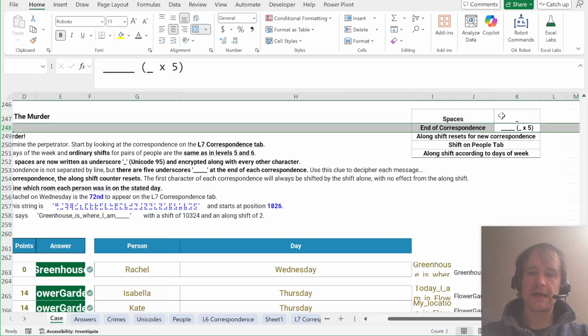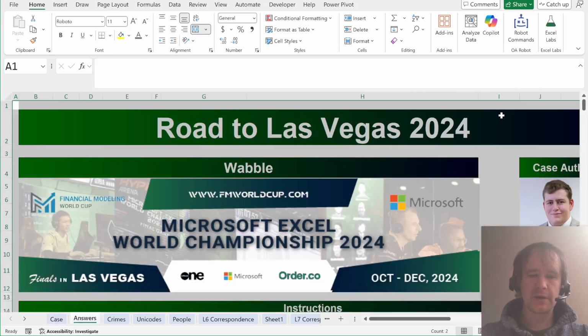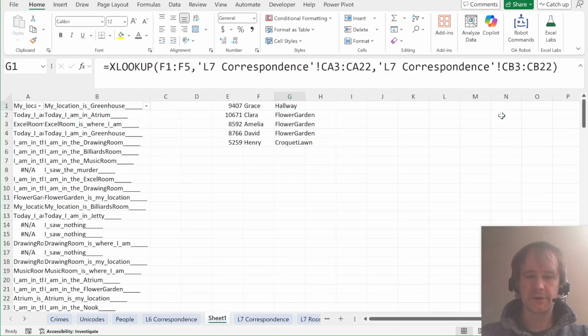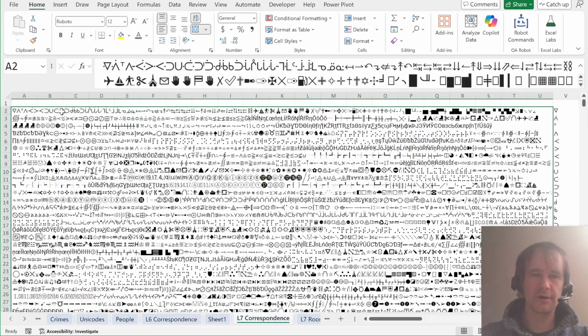Every correspondence ends with 5 underscores, except, again, those 5 underscores are encrypted. So somewhere in here, there's an encrypted version of 5 underscores. Let's say it's here, and then a new message begins.